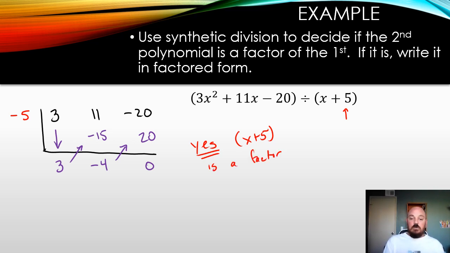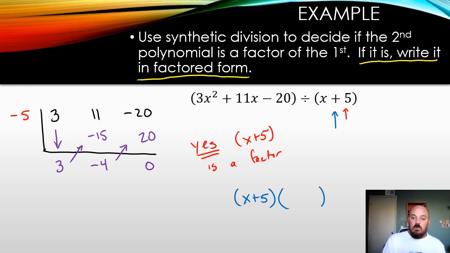Now, there is a second part to the question. We didn't have to do it on the first one because if the answer is no, it's no. But it says if it is a factor, write the polynomial in factored form. So the answer to the question in factored form is the two factors. Now, one of them is x plus 5. As soon as we realize that x plus 5 is a factor, that's one of our factors. To figure out the other one, we go back and answer the question.